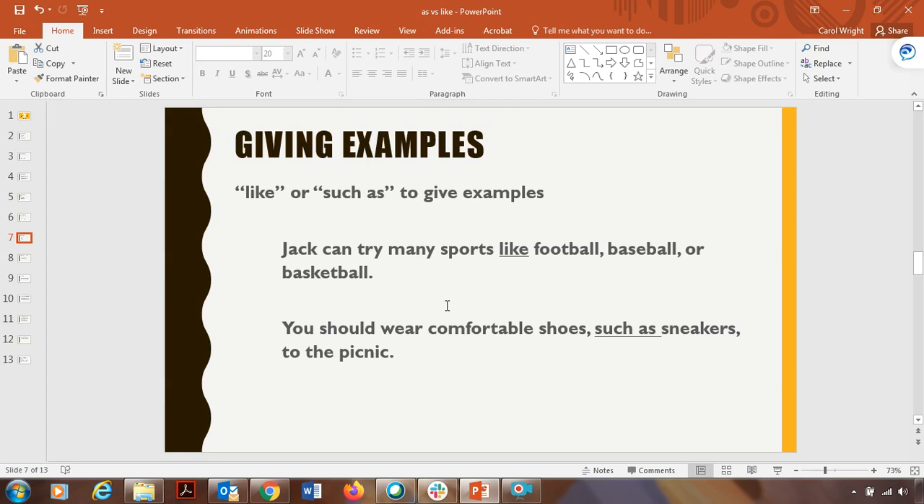Just like such as, I can say, you should wear comfortable shoes such as sneakers to the picnic. Usually such as is a little bit more formal than like. Like is more conversational, but we can give examples using both like and such as.